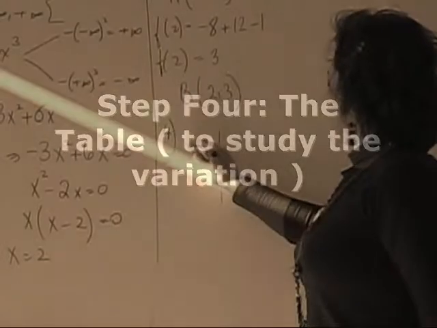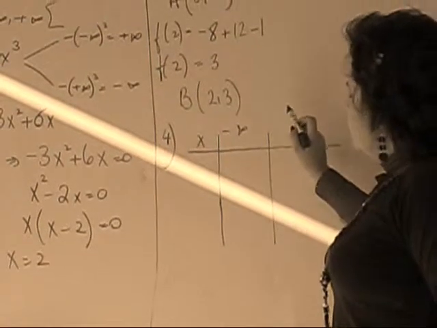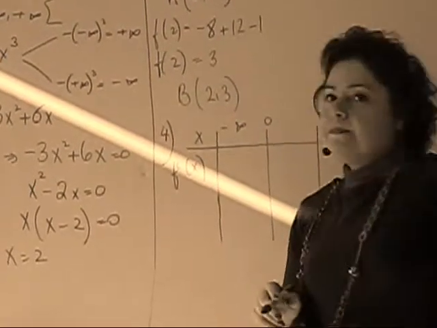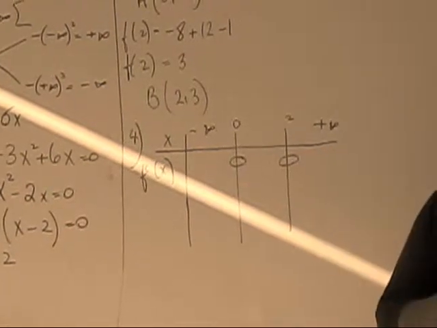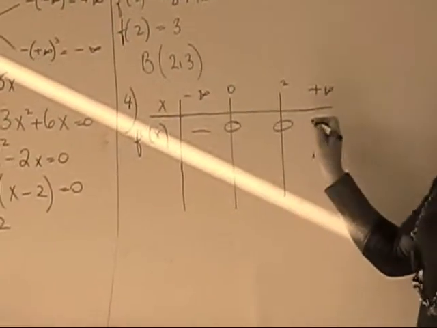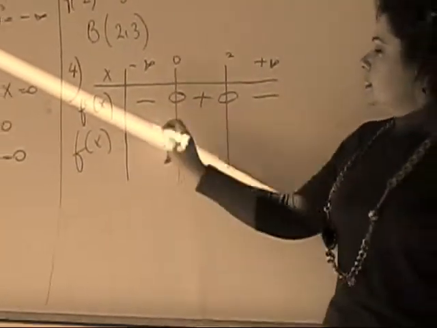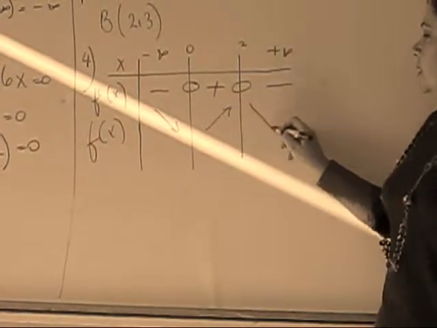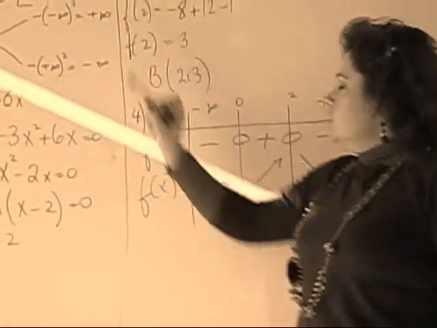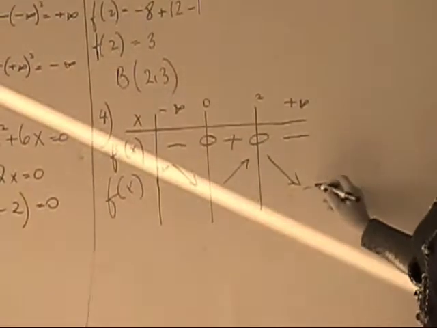Step 4 is the table, which is the summary of all the previous steps. Minus infinity, 0, 2, and plus infinity. So f prime of x is minus, plus, minus. It is 0 at these two, and then you check a. A is negative. Same sign as a outside the roots, opposite sign in the middle. Interpreting this with respect to f of x, this is downhill, this is up, this is down. As x tends to minus infinity, the function tends to plus infinity. As x tends to plus infinity, the function tends to minus infinity.